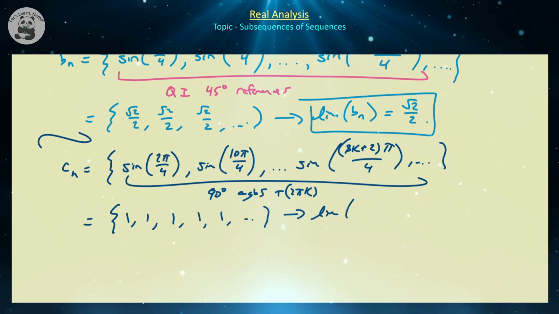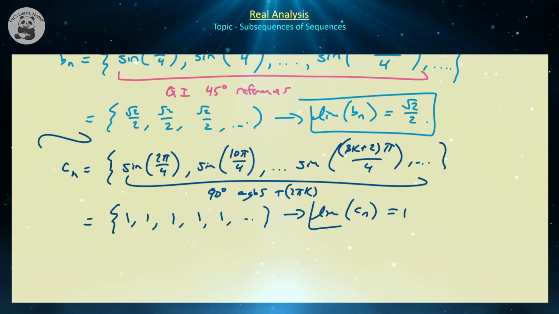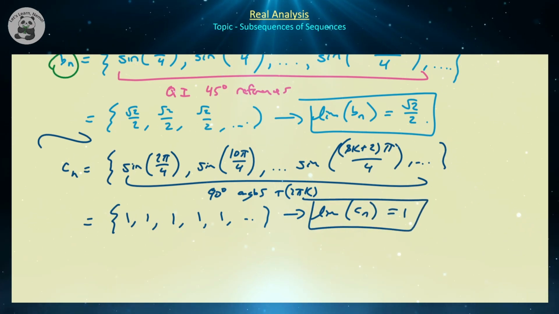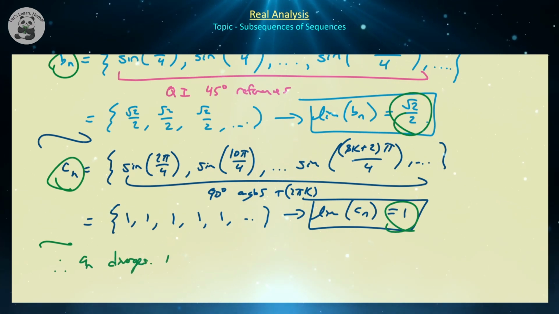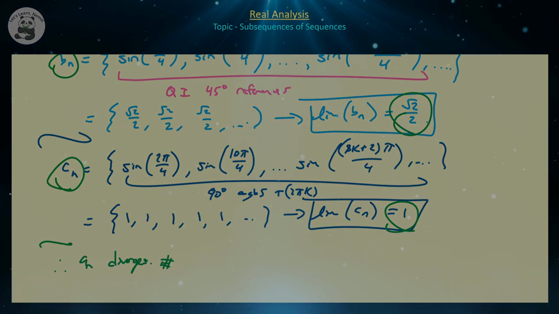So obviously the limit of Cn will be equal to 1. And since Bn and Cn are subsequences of An with different limits, square root of 2 over 2 and 1, therefore An diverges. This is very powerful, especially if you understand the sequence you're working with, in order to justify that a sequence diverges. Just choose any two subsequences that converge to different limits, and you're practically done.